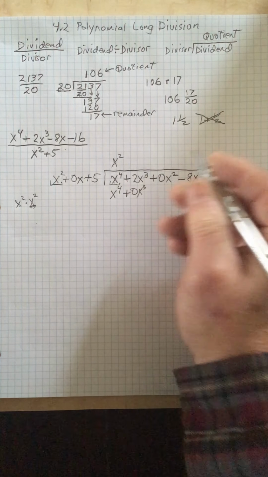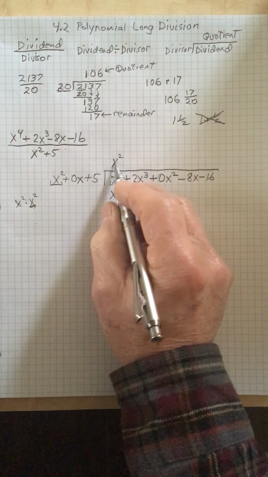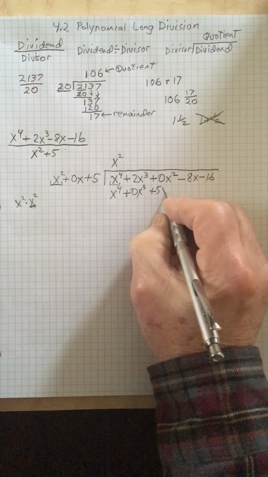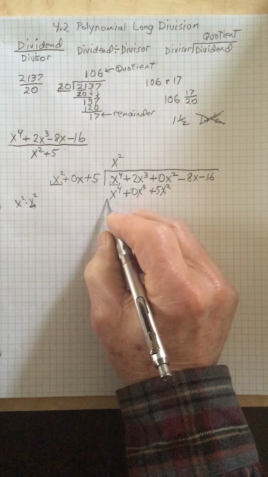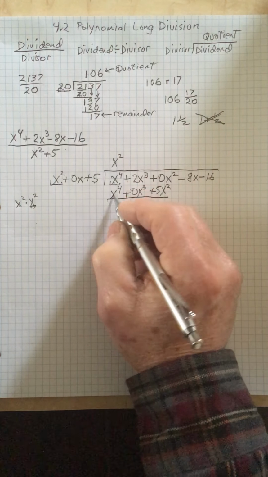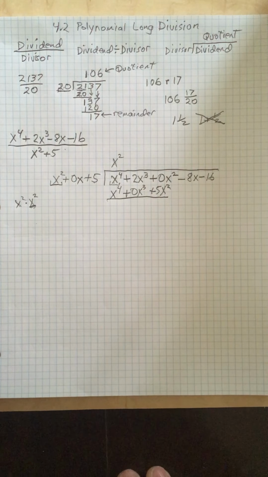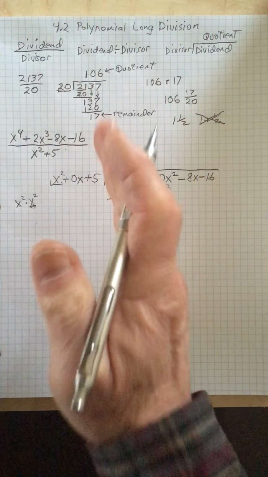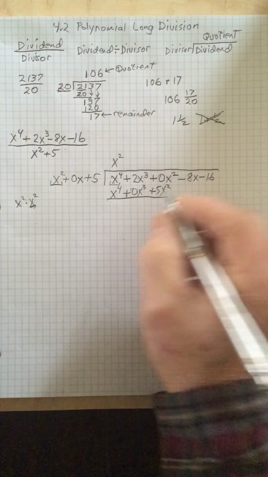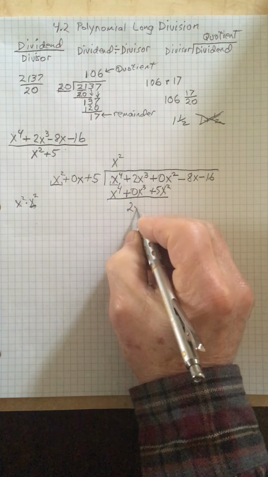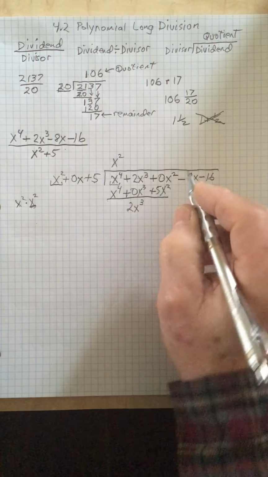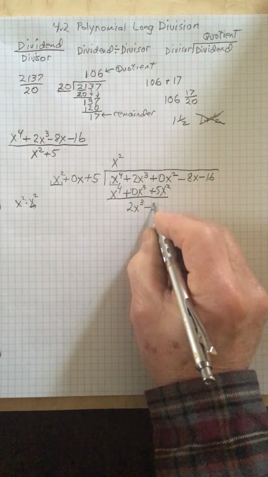You could do that, or you could just leave a space. And then x squared times plus 5, plus 5x squared. Draw a line. Just like here, we're going to subtract. x4 minus x4 is 0, and that's what you want. That leading term needs to drop out so we can keep moving to the right. 2 minus 0 is just 2, so we have 2x cubed. 0 minus 5 is minus 5x squared.